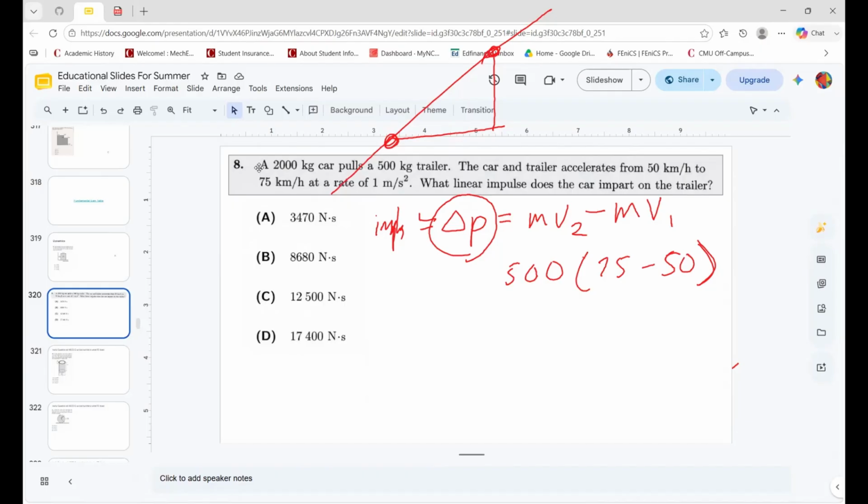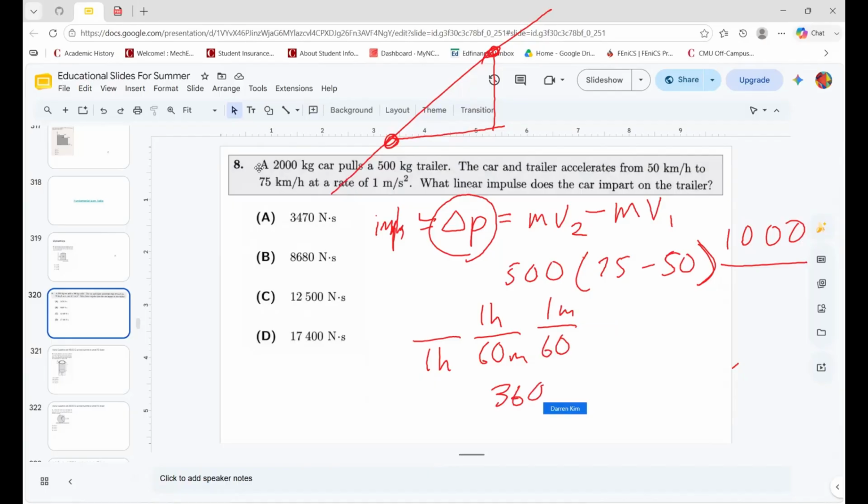Is that all you have to do? No, because the linear impulse imparts on the trailer at a rate of one meter per second. That's acceleration. I don't think we need the acceleration at this time, but we do need to convert it to regular units because it's in newtons per second. So, for example, the kilogram is imparting 1,000 over here. The hour is 1 hour divided by 60 minutes, and it's one minute over 60, so it's 3600. So we multiply by 1,000 and divide by 3600.